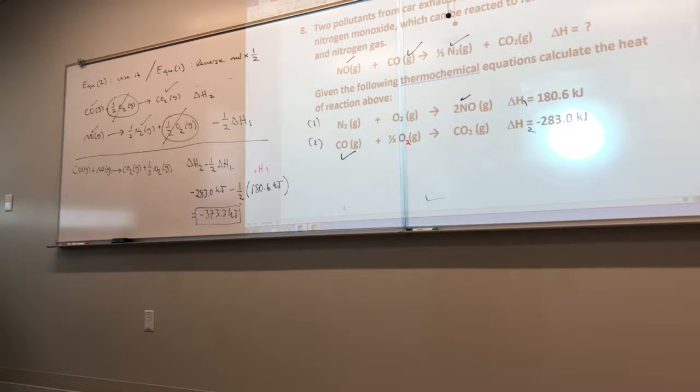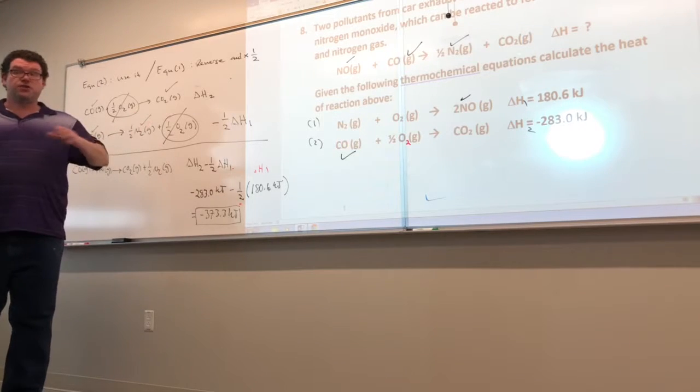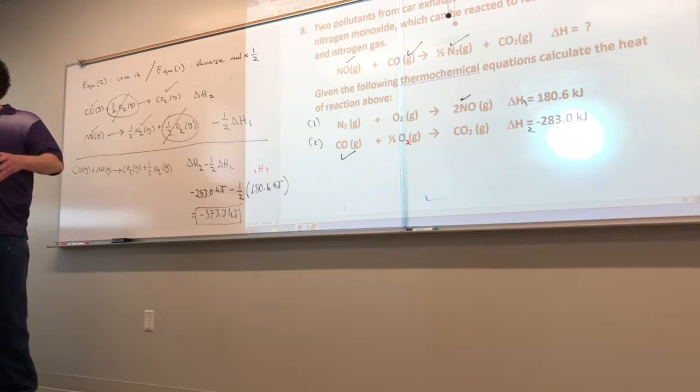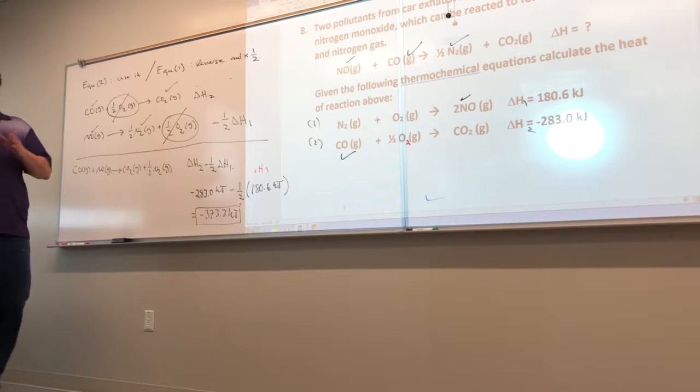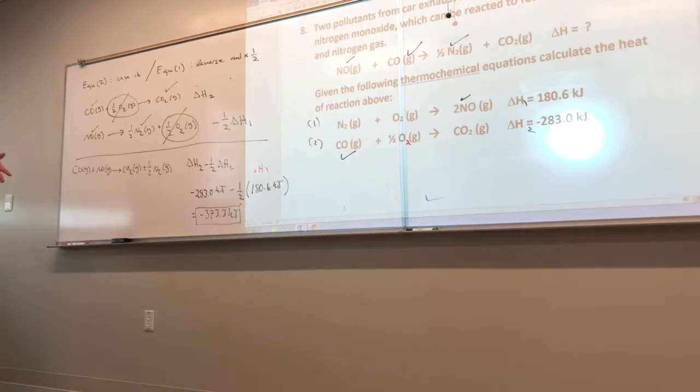Like I said, I'm not going to give you one where it won't work itself out. Everything will cancel out at the end. And if I give you 3 equations, you're going to need to use all 3 equations. I'm not going to give you a dummy one. You're going to need to use all the thermochemical equations given to solve for the reaction, whatever it is.